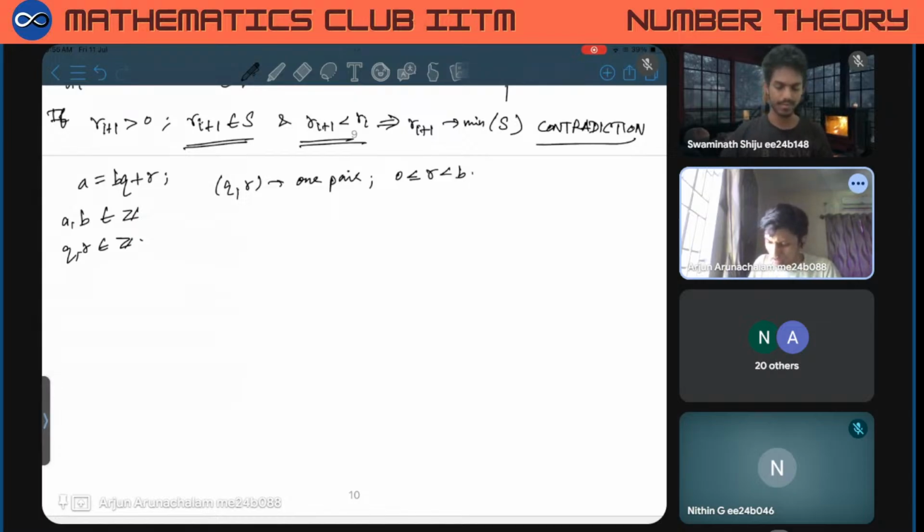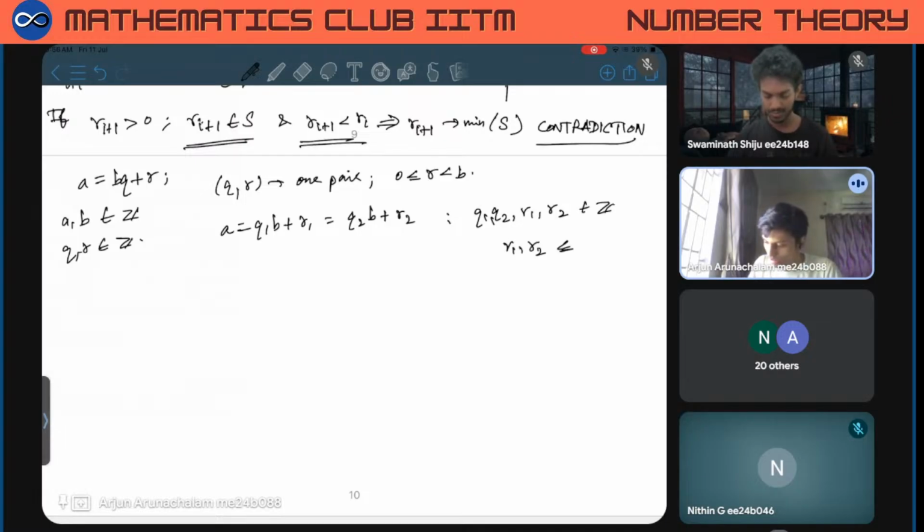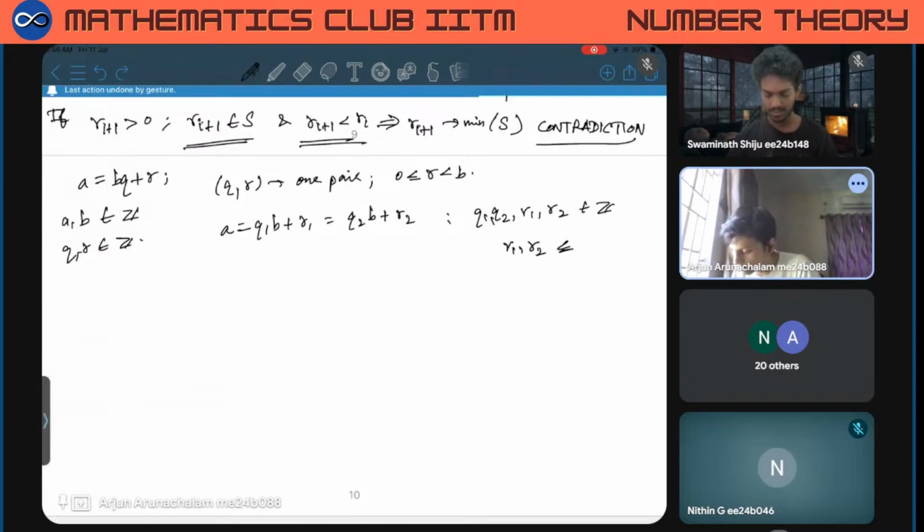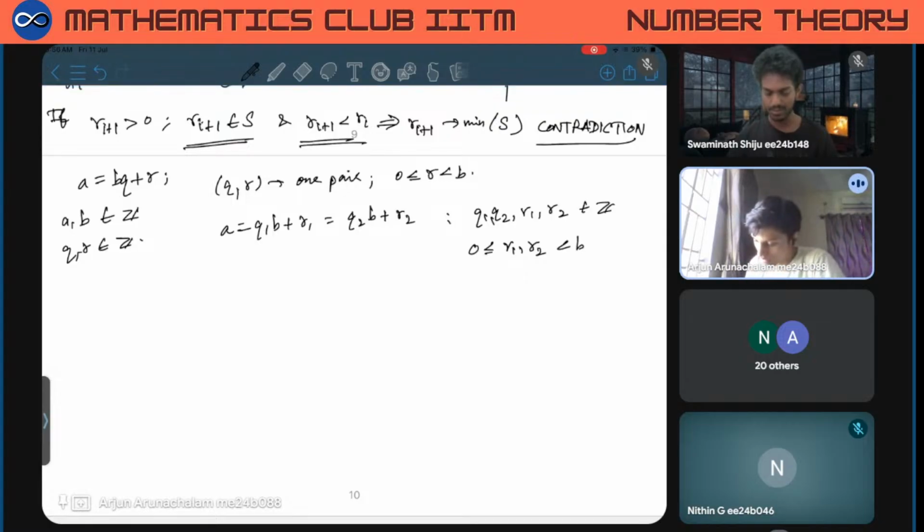So let us assume that there exist two pairs. Let's assume a is equal to q1b plus r1, and it's also equal to q2b plus r2, with q1, q2, r1, r2 all being integers, and r1, r2 both being less than b and greater than or equal to 0. Now you get that b times (q1 minus q2) is equal to r2 minus r1.